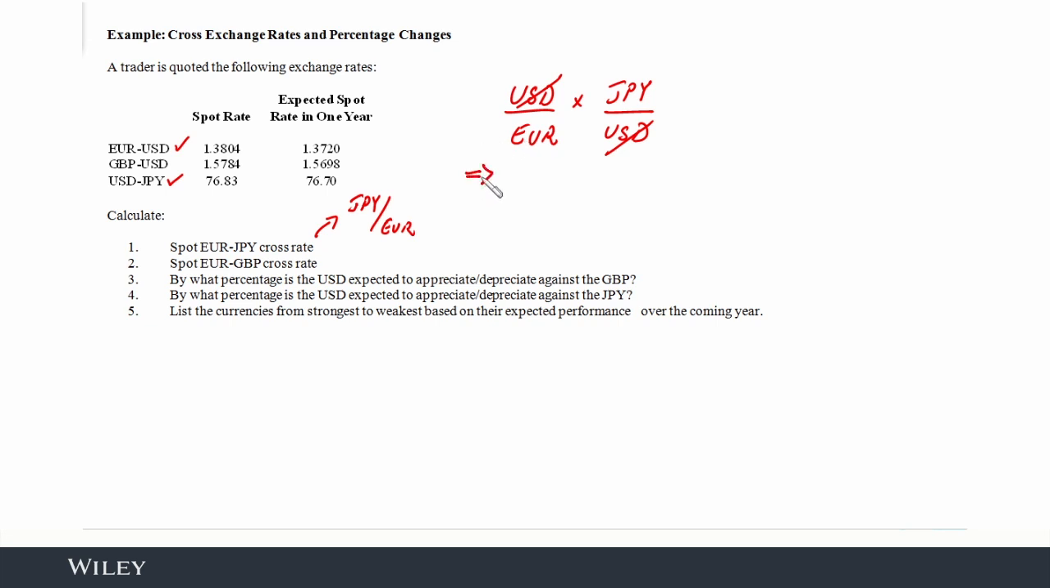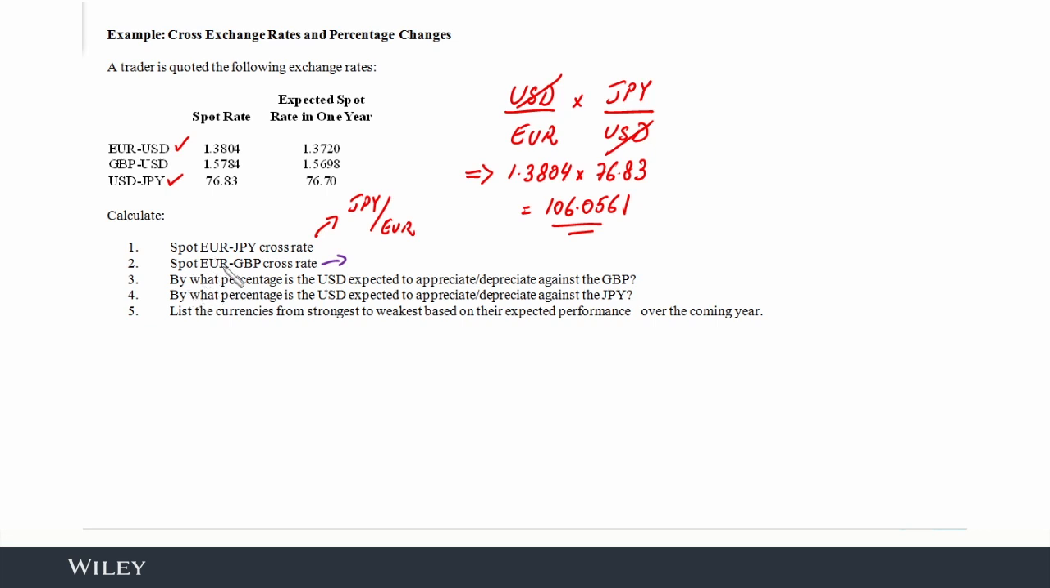So for question 1, all you need to do is multiply the Euro USD spot rate 1.3804 times the USD JPY spot rate 76.83, which gives you 106.0561. So 106.0561 is your Euro JPY exchange rate, or what you can say is that it takes 106.05 Japanese yen to purchase 1 euro. Question 2 requires us to calculate or compute the Euro Pound cross rate.